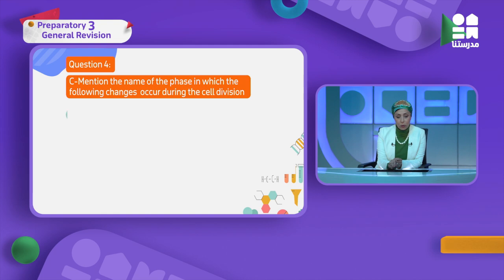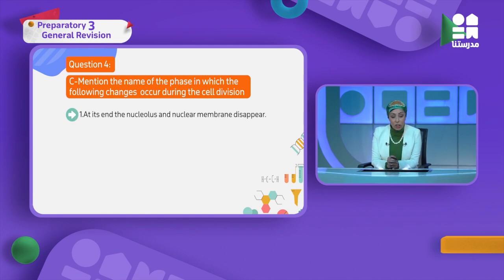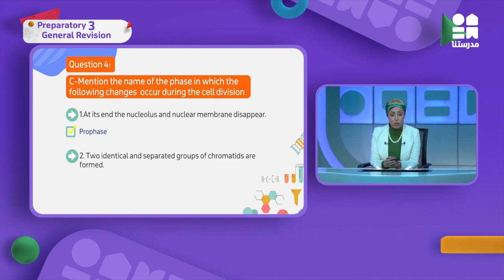Next type of question: mention the name of the phase in which the following changes occur during cell division. The first occurrence is at the end of the nucleus and the nuclear membrane disappear. In which phase does the nuclear membrane and the nucleus disappear? Of course in the prophase. Yes, it's in the prophase. The phase in which two identical and separated groups of chromatids are formed. In which phase does separation happen and two groups of chromatids are formed? Of course it's in the anaphase.